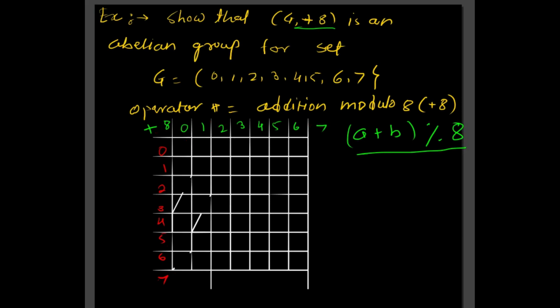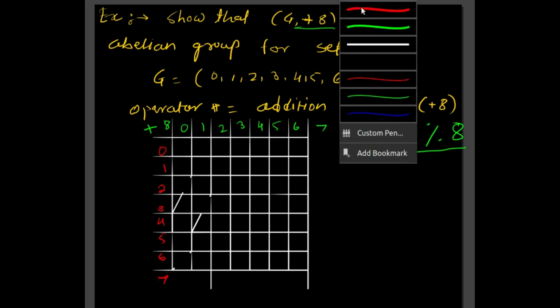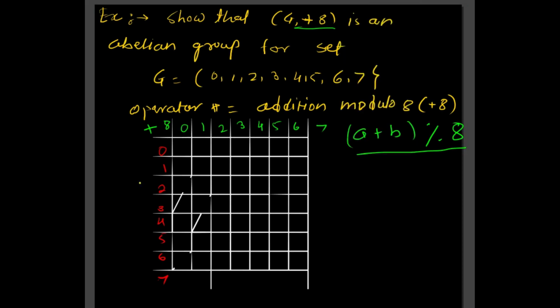Now we have built this matrix in order to find all possible pairs that can be formed with these elements. So let us start the operation. So 0, 0: the 0th row and 0th column. The operation we have to perform is a plus b mod 8. Here a is 0, b is 0. So 0 plus 0 is 0, and 0 mod 8 is 0. So this entry will be 0.